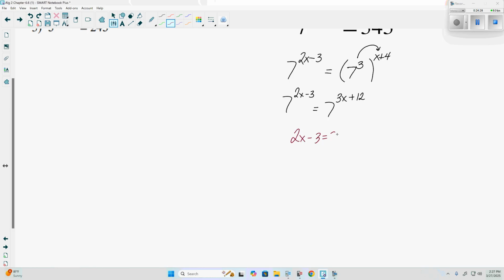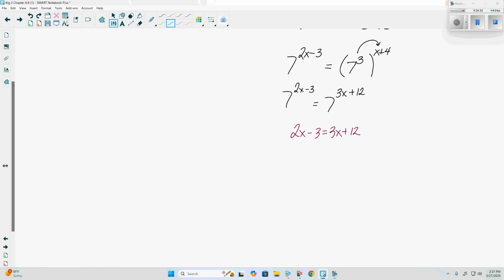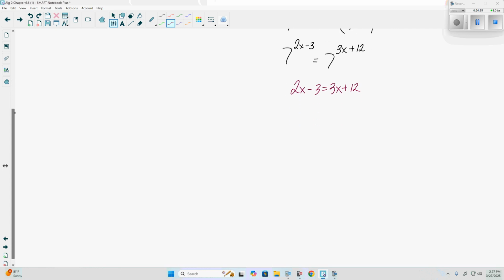Since the bases are the same, we can set the exponents equal to each other as well. Now we just need to solve for the value of x. Minus 2x from both sides first will tell us that negative 3 is equal to x plus 12. Then we can minus 12 from both sides. Knowing this, x is equal to negative 15.